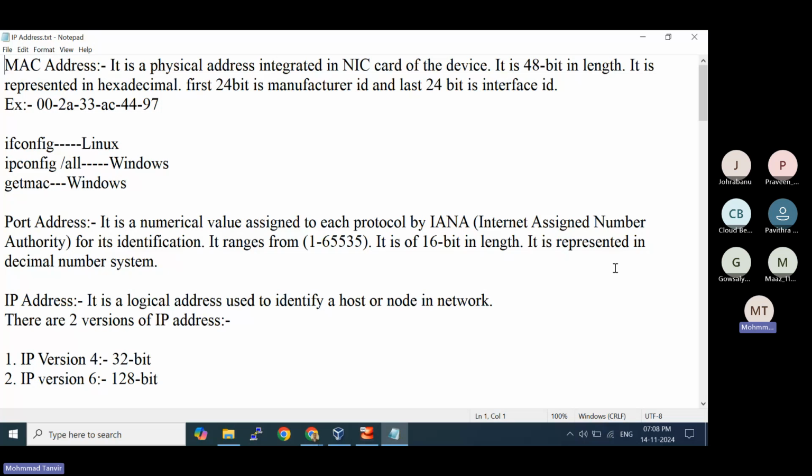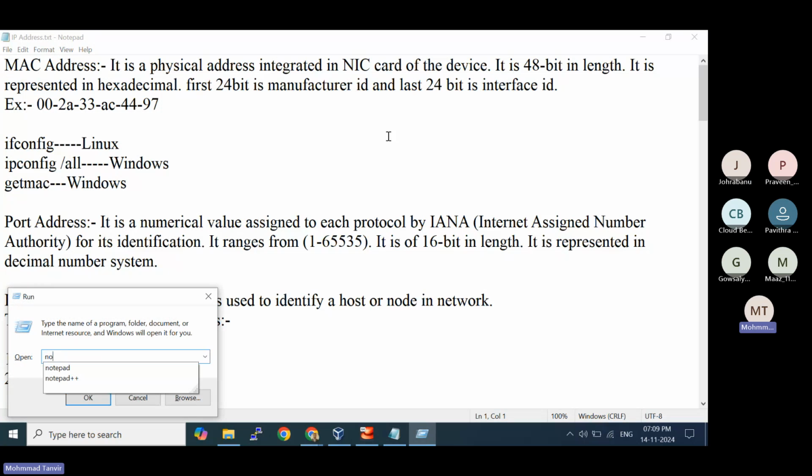So in every network interface card, whether it is wired or wireless, there will be a MAC address. This MAC address is integrated in the chip. When the chip is developed, the manufacturer defines the MAC address, and that MAC address is always defined in hexadecimal format.